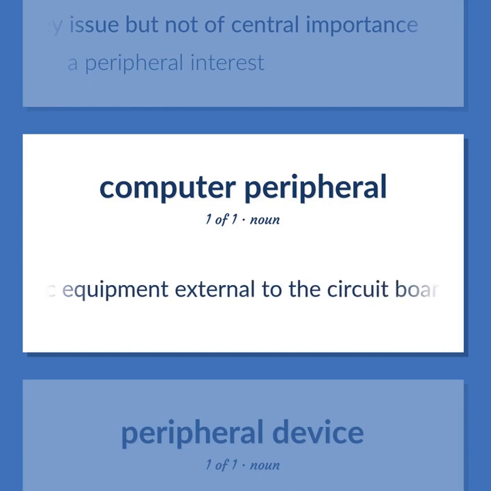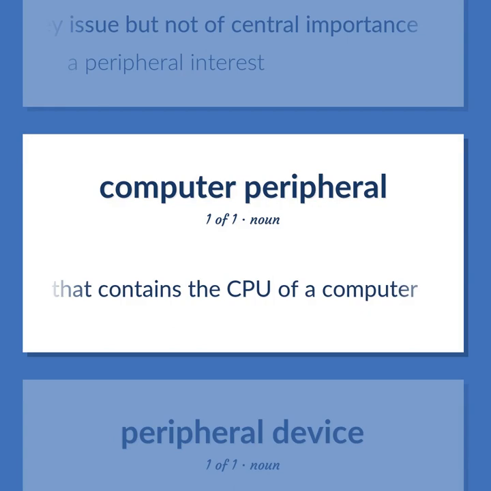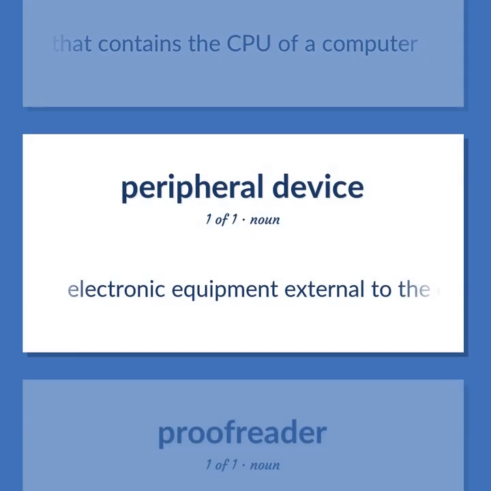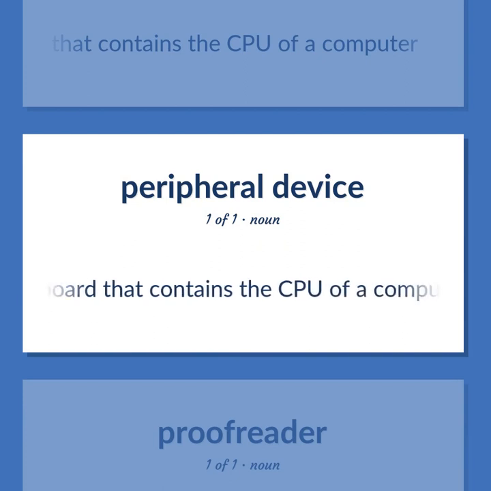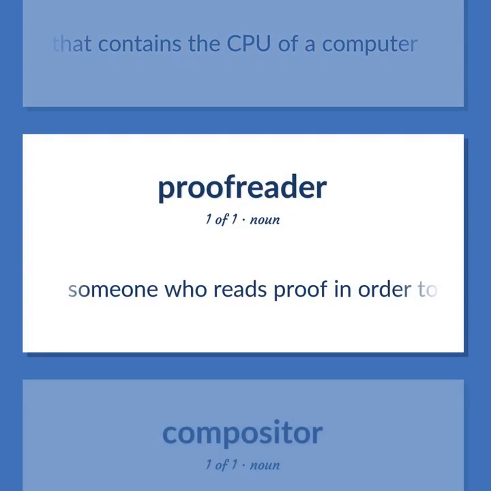Electronic equipment external to the circuit board that contains the CPU of a computer. Someone who reads proof in order to find errors and mark corrections.